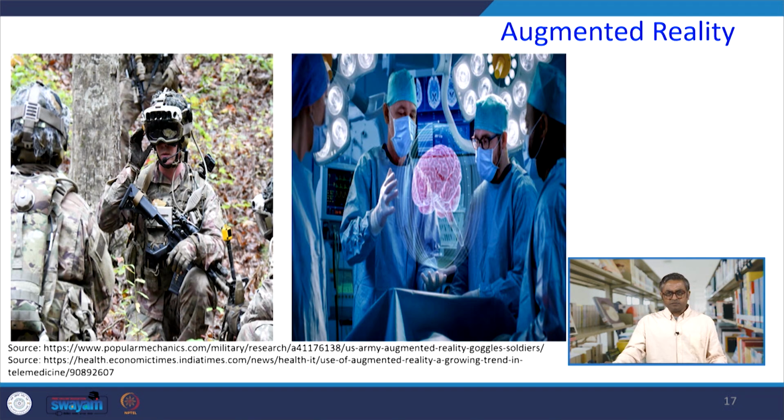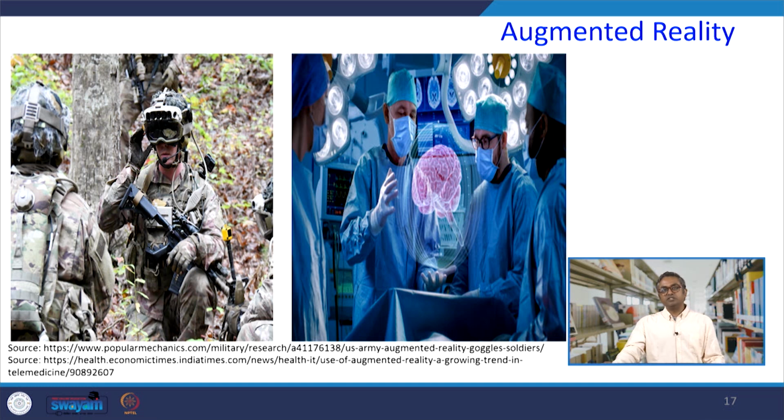Now, this human computer interaction has even moved to another level, where augmented reality is being used to train military officials and army soldiers how to work in a dangerous terrain, how to work in a foreign land, a foreign country, and how to respond. This is how human computer interaction has moved to another level.